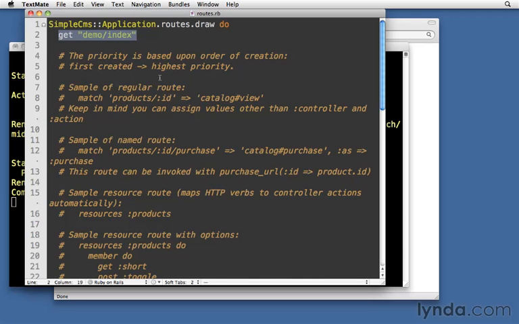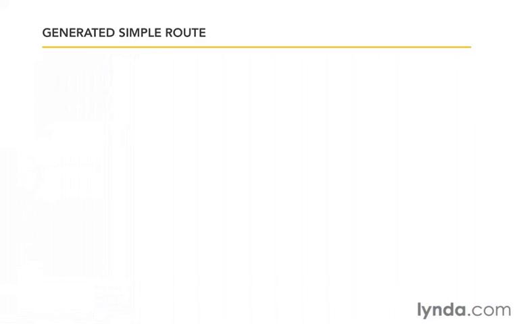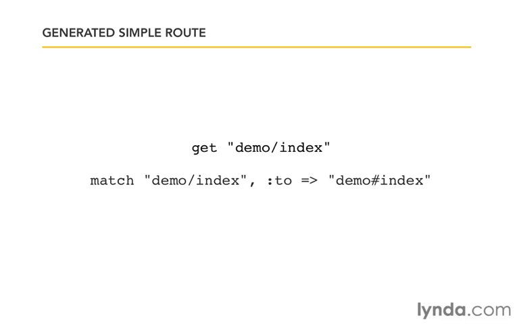So be aware, first of all, that when you generate something, it does add something to your routes file. That's good to remember. But we also need to understand how this rule that it added to our file does the job of routing that request to the right place. So when you have this simple routing rule, get demo index, that's actually a shortcut for a standard matching route, which is match demo/index, match that exact string, and when you see it, send it to demo#index, demo being the controller, index being the action.